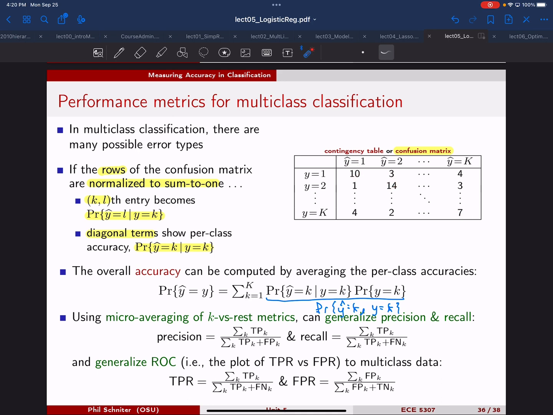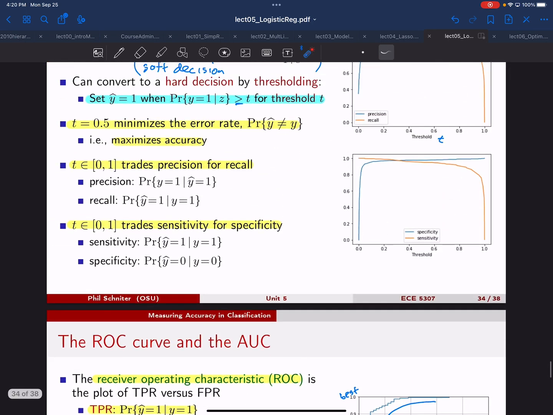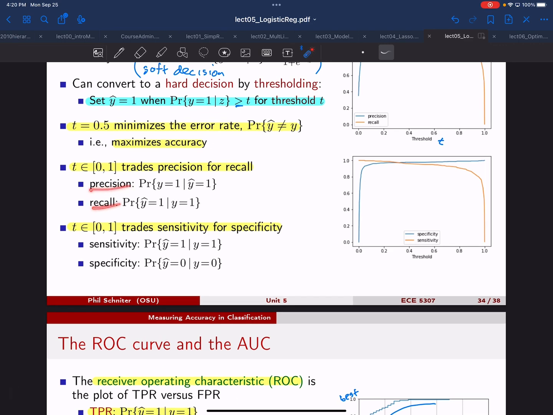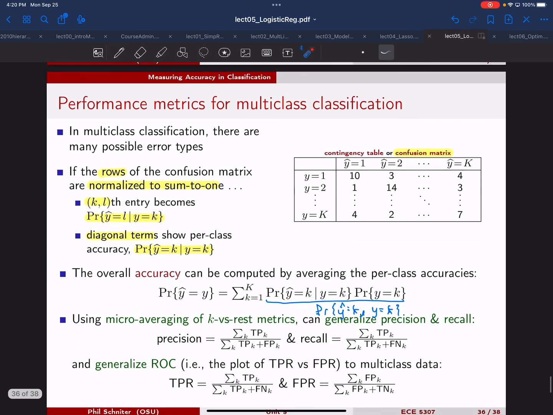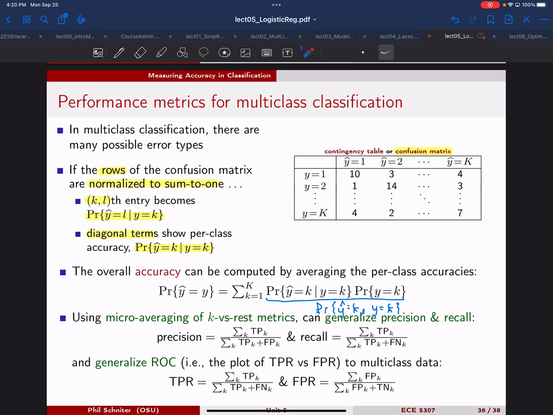Now you might wonder, what about all these other metrics like precision, recall? What do you do with those in the multi-class case? There are actually different things you can imagine doing here. But after looking into it, it seems like the most popular, most robust choice, if you want a multi-class precision, is what's called micro-averaging of the K versus rest metrics.